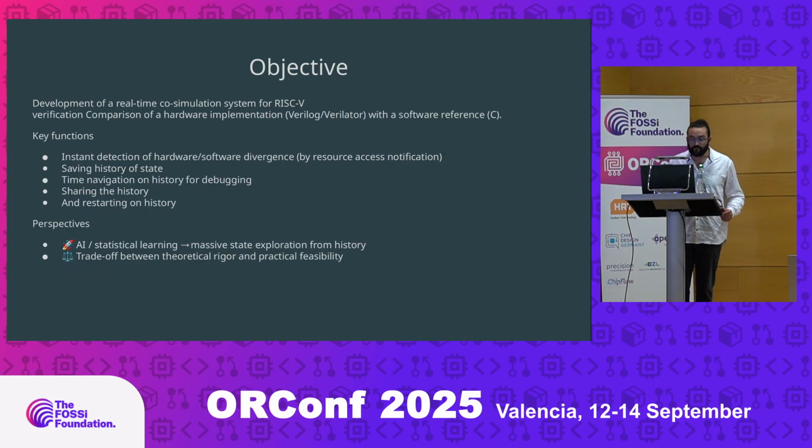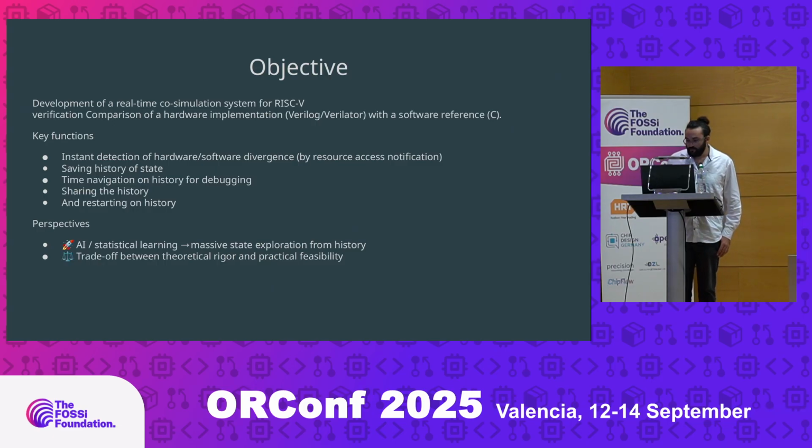So the objective of this tool is a real-time co-simulation of a RISC-V, between an implementation of a softcore in Verilog and a softcore reference written in C. The key function is instant detection of hardware-software divergence by resource access notification. I'm going to talk about it after. Saving history of states, time navigation on history for debugging, sharing the history, and restarting from history at chosen points. The perspective after that can be AI for statistical learning, massive state exploration from the history.